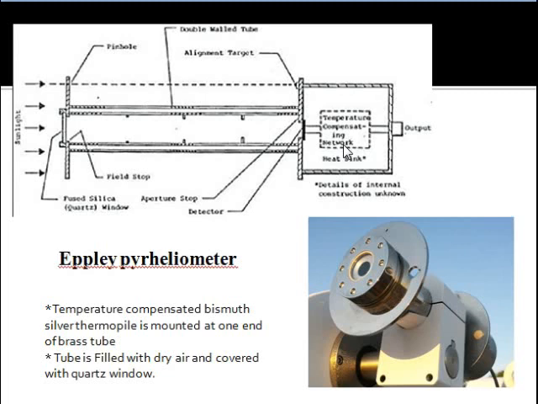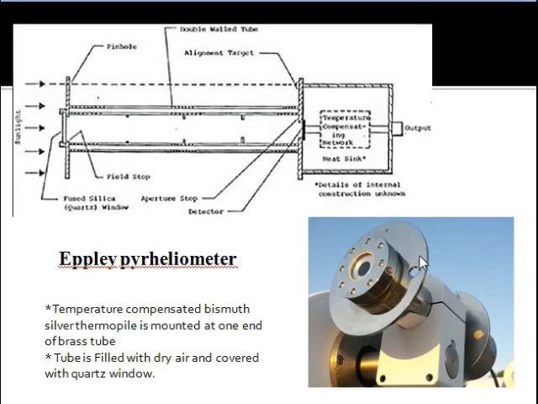So this is again having two junctions. Thermocouple means it has two junctions, hot junction and cold junction. That system is called a thermopile, and that was explained in the previous slides. The way it works has been explained in the previous slide. So that whole system is called a thermopile, and that is mounted at the end of the tube.